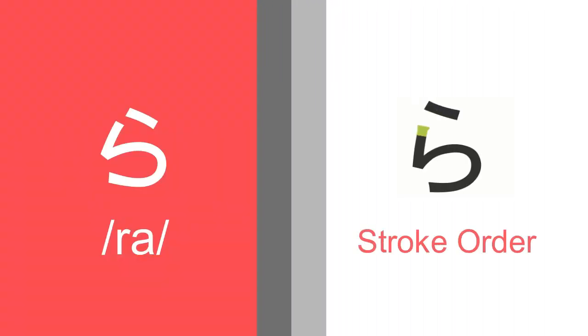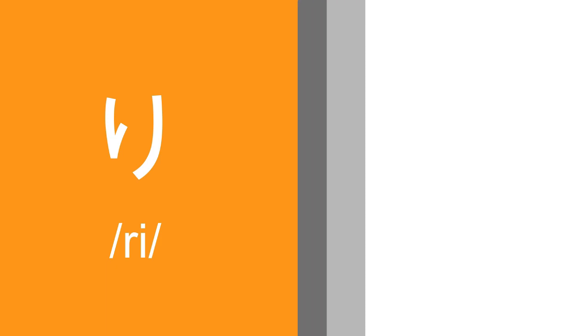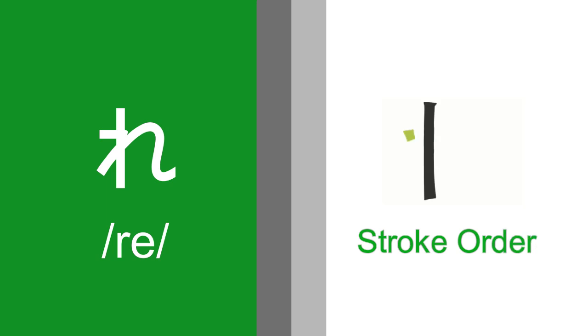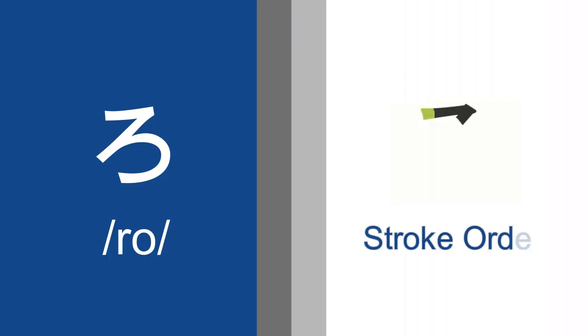And now we have R, our last 5-letter category. And okay, let's read first. So ra, ri, ru, re, ro.